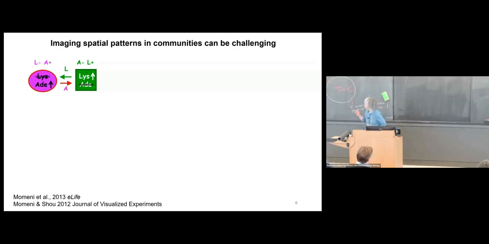Okay, imaging spatial patterns in communities can be challenging. Remember, we have this cross-feeding, cooperating pair of strains. We can also engineer a third strain labeled with a different fluorescent protein, like blue fluorescent protein. These cells cannot make lysine, so they take up lysine from the green cells but don't actually contribute any. So they're regarded as cheaters.